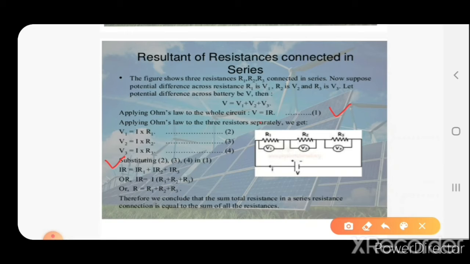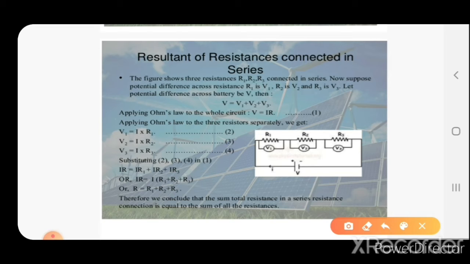Now we get IR is equal to, take I common. So IR is equal to I common, then R1 plus R2 plus R3. Then from this equation, IR is equal to I times R1 plus R2 plus R3. Now I cancels out. Then what will we get? Then it remains R is equal to R1 plus R2 plus R3. So this is the required value. This is the required derivation.